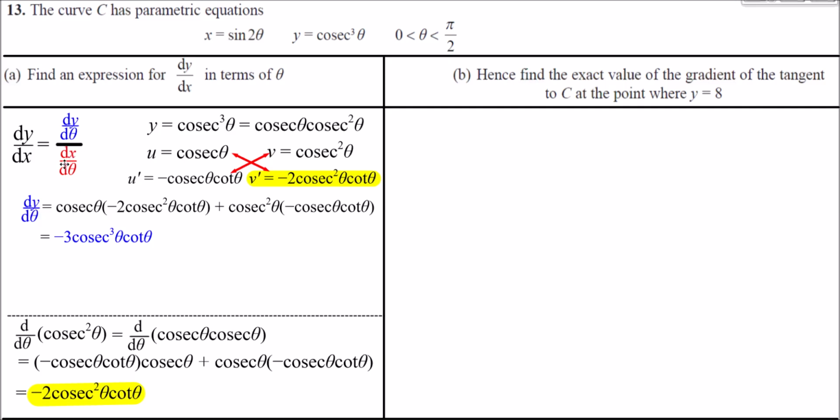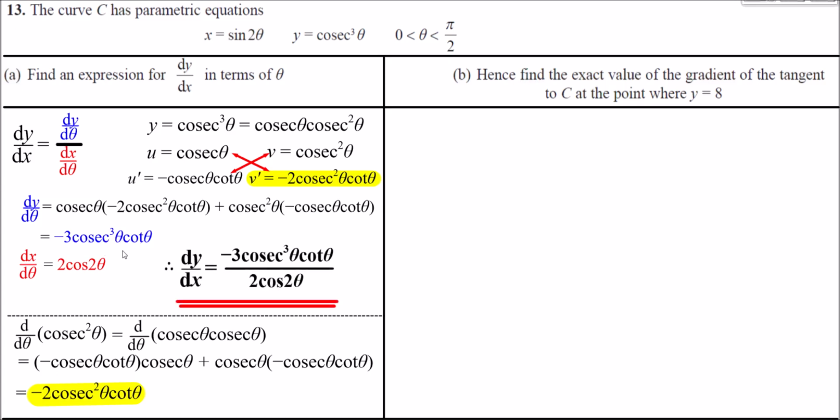dx by d theta is much easier. So if x is sine 2 theta, I can use the chain rule to differentiate that. Sine differentiates to cos, so it becomes cos 2 theta, but because of this constant 2 in the function, I need to put that on the front. So dx by d theta just becomes 2 lots of cos 2 theta. Piecing the blue and red together, dy by dx is therefore the blue on top of the red. In other words, dy by dx is just minus 3 cosec cubed theta cot theta all over 2 cos 2 theta.